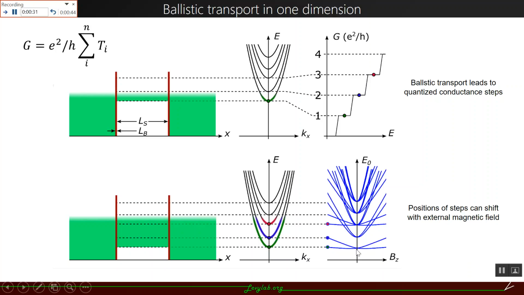So for example, we can see that this 2 e²/h step at zero field for the spin degenerate states splits into 2 e²/h steps at finite magnetic field. Additionally, when confinement can be tuned in both dimensions transverse to the direction of transport, then a more complex manifold of subbands becomes available.